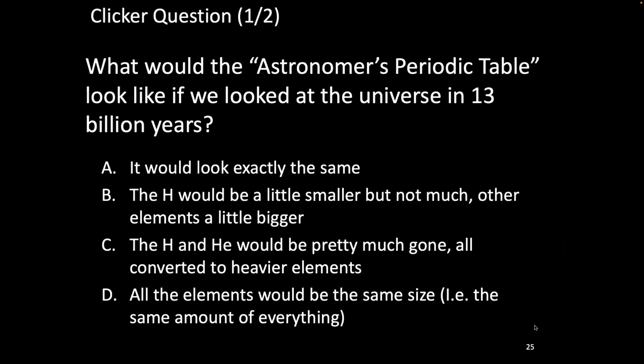So if we looked at the astronomer's periodic table 13 billion years from now, in the future, how would it look different? Is it A, going to be exactly the same? B, H would be a little smaller, but not by much. The other elements a little bigger. C, H and He would pretty much be gone, all converted to heavier elements. Or D, all the elements would be the same size, same amount of everything. Not the same as now, but the same as each other. Equal amounts of everything.